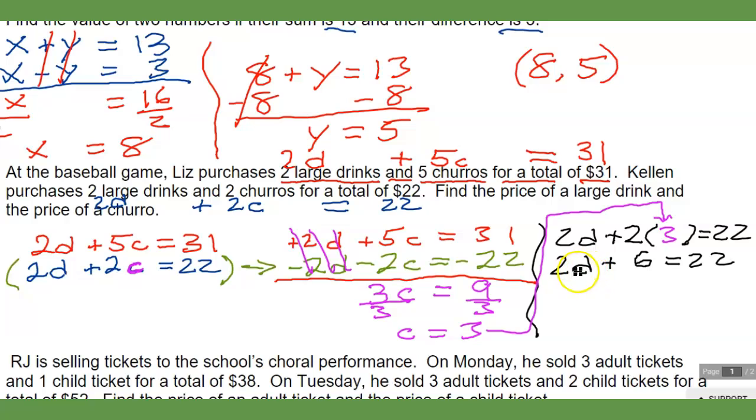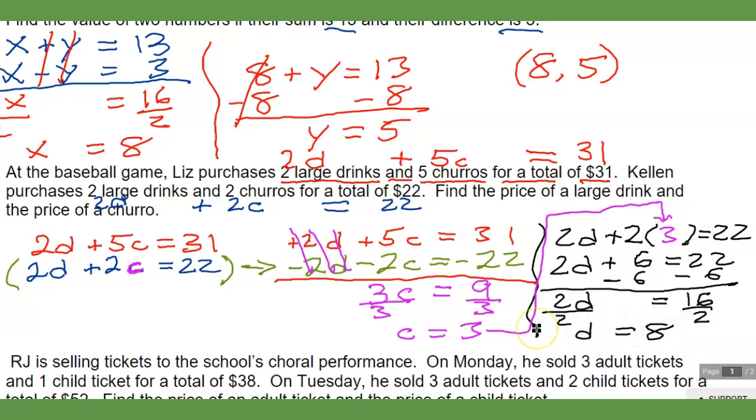So how much just for the 2 drinks? So subtract 6 on both sides. The 2 drinks cost $22 minus $6, which is what, 16? Yep. So what that means, how much does 1 drink cost? 2 drinks cost $16. 1 drink costs $8.